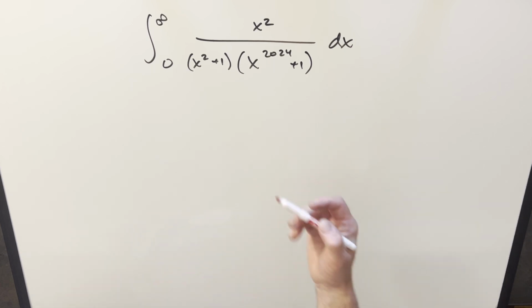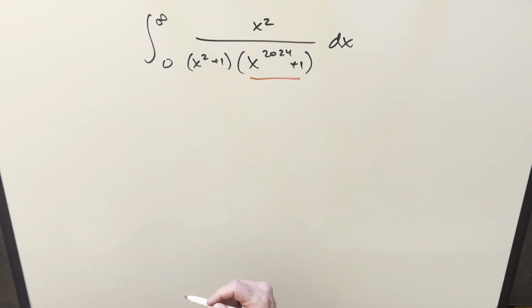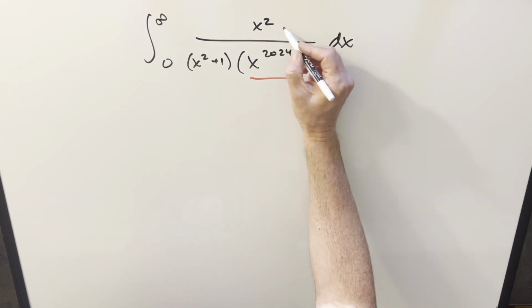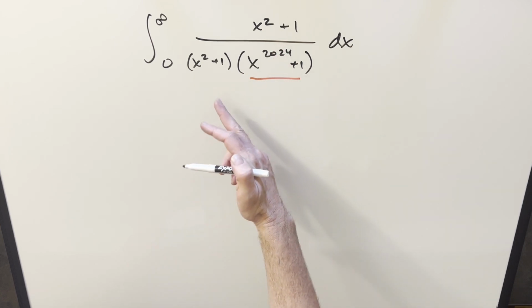For one thing, we did a video on just 1 over x to the 2024 plus 1, so that's similar, but there's some other similarities to some previous videos. I didn't really try any other methods on this because I had a way in mind to use those previous results. So to start with, what I want to do is add a plus 1 right there.